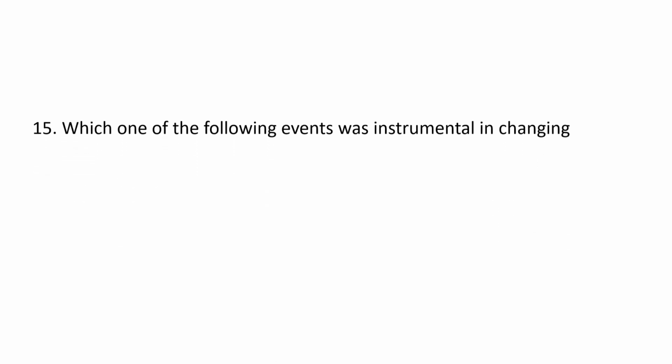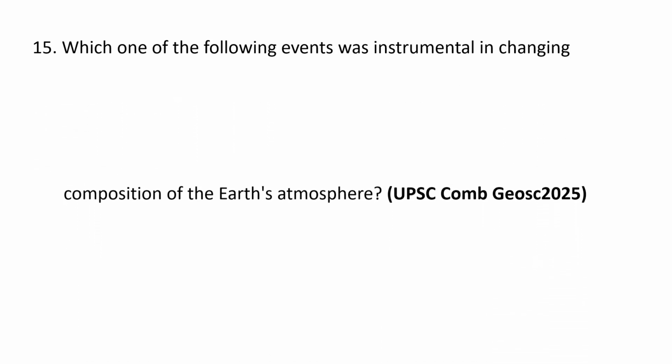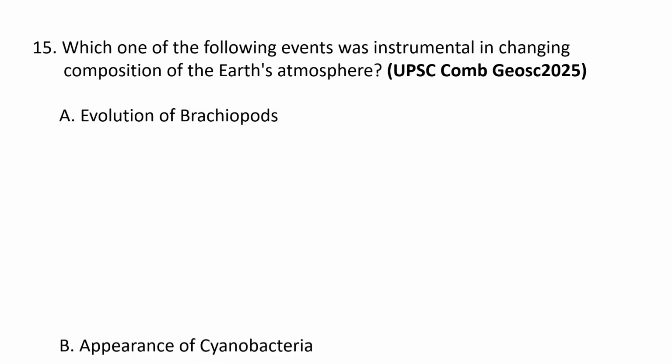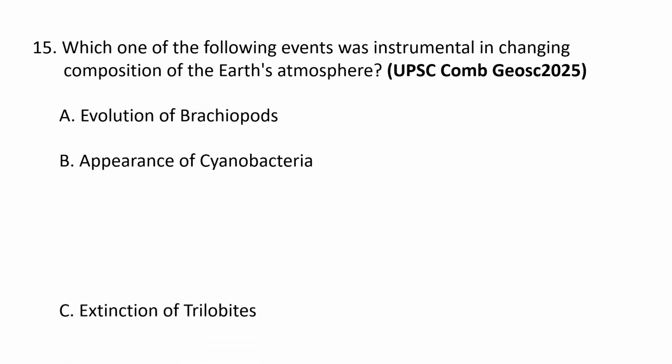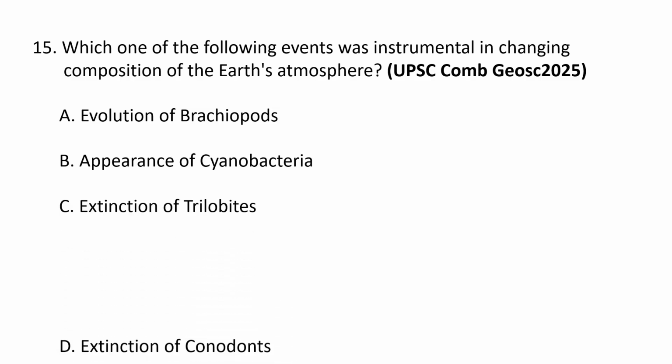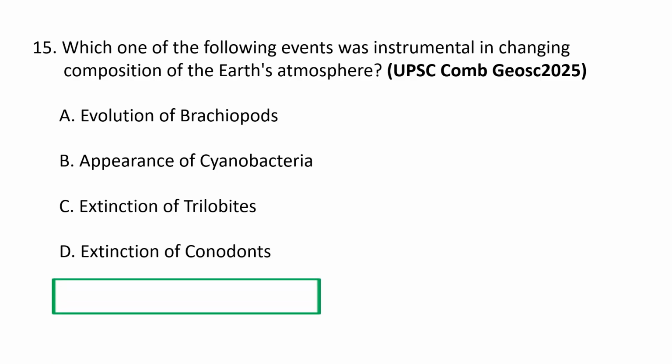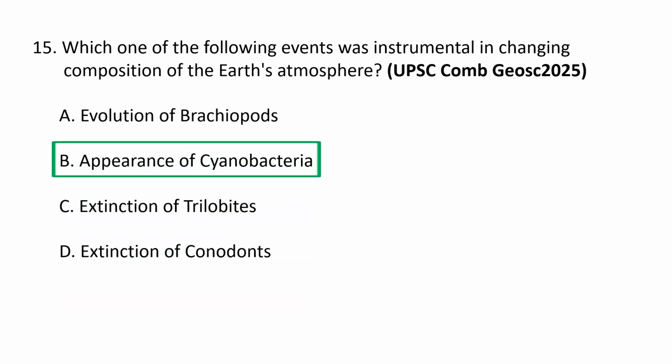Next question. Which one of the following events was instrumental in changing the composition of the Earth's atmosphere? A. Evolution of brachiopods. B. Appearance of cyanobacteria. C. Extinction of trilobites. And D. Extinction of conodonts. The event which was instrumental in changing the composition of the Earth's atmosphere is the appearance of the cyanobacteria.